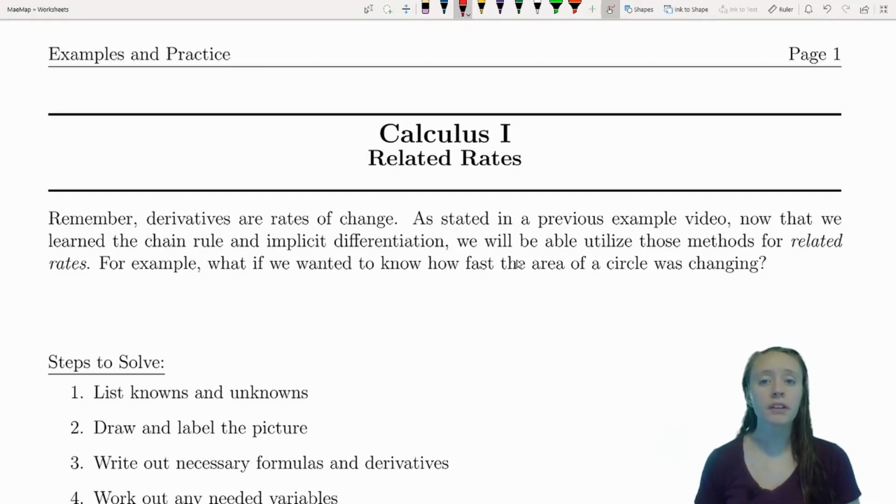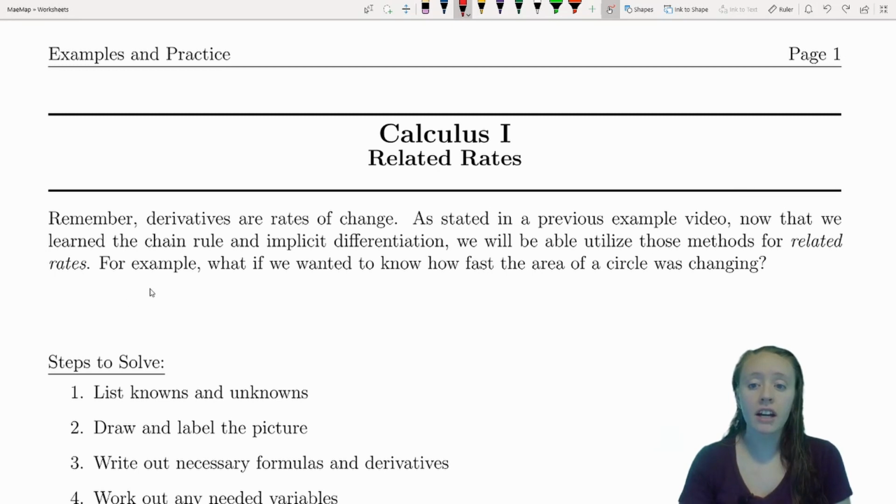In today's video, we're going to do some examples on related rates. So remember again that derivatives are rates of change. And as stated in that previous example video, now that we've learned the chain rule and implicit differentiation, we can finally utilize those methods for related rates. So, for example, what if we wanted to know how fast the area of a circle was changing? So how fast an area is changing, that's a rate of change.